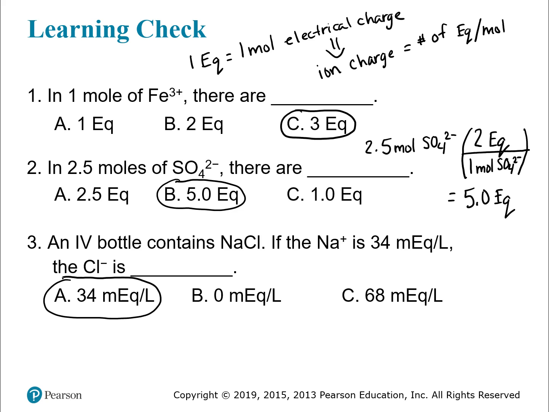The chloride ion should have the same concentration. They have to balance each other out.